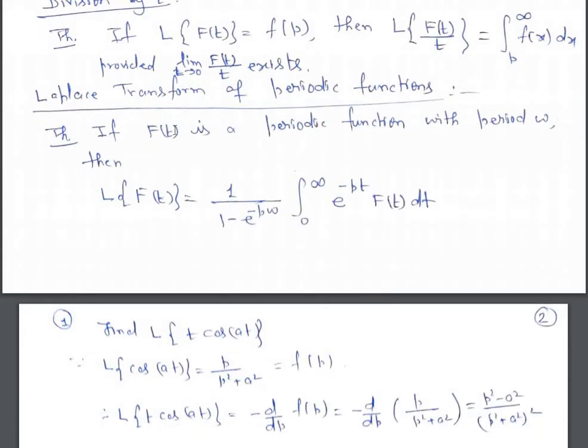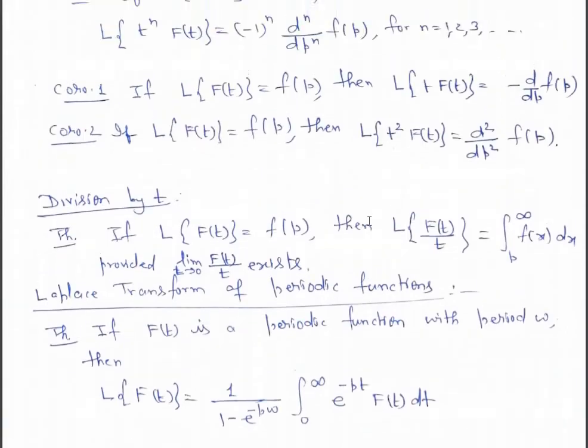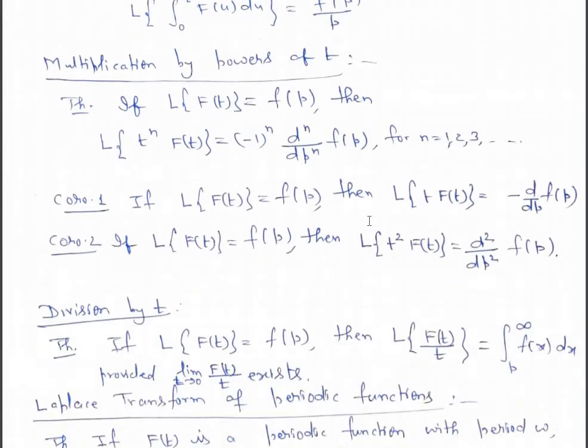And the last result is the Laplace transform of a periodic function. If f(t) is a periodic function with period omega, then L of f(t) is given by 1 upon 1 minus e to the power minus p omega, times the integral from 0 to omega of e to the power minus pt f(t) dt. Okay, now let's take a few examples based on these theorems.